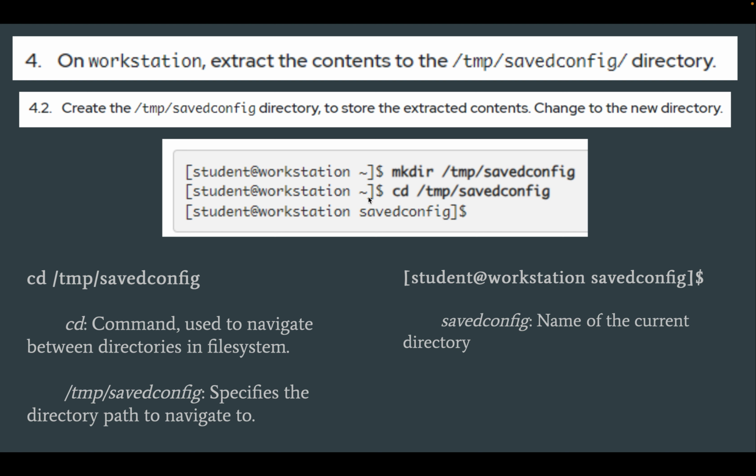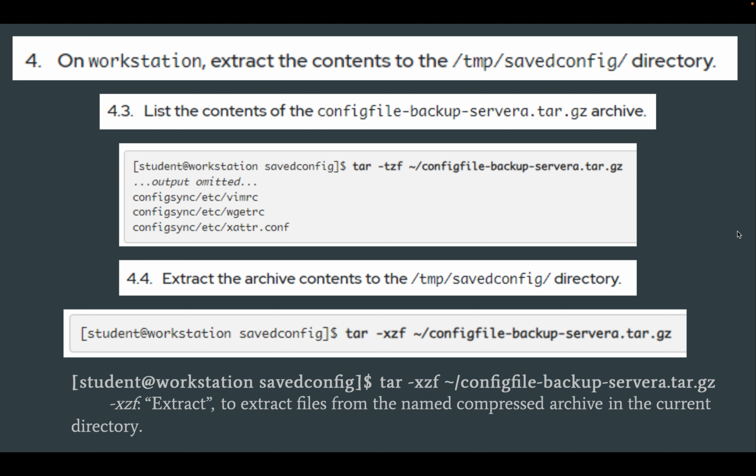We're going to break this down. Student at workstation cd /tmp/saved_config. cd is another command, and it's used to navigate between directories and file systems. So that's just to say, go to this file and navigate to this path. Once saved_config is navigated to, you can see that is the directory we are now currently working in. Moving right along, we're going to list the contents of the archive that we have now transferred.